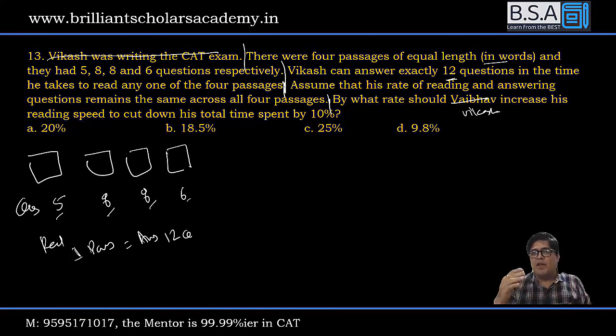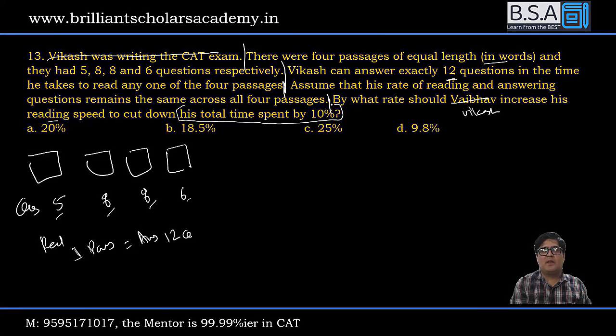Type in. Vikash increases his reading speed to cut down total time by 10%. Now I don't know the time. How can I cut it down by 10%? So let us go back in reverse. I am starting with an assumption: assuming one question is equal to 1 minute.